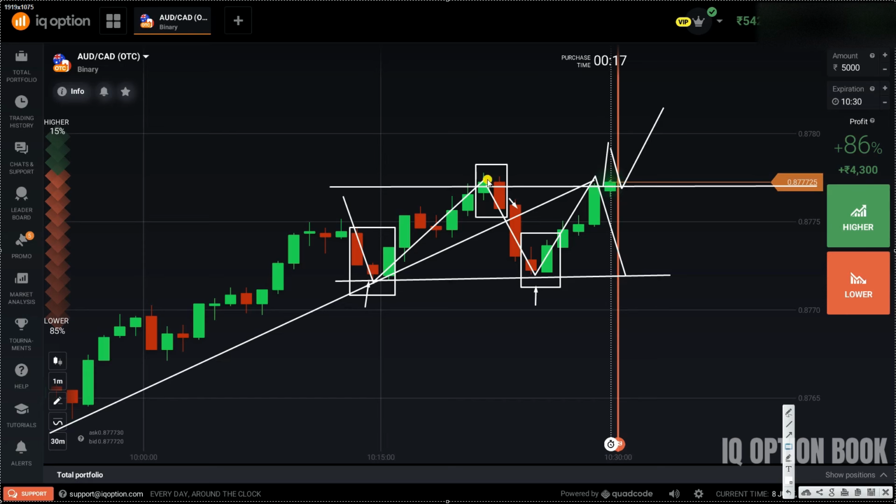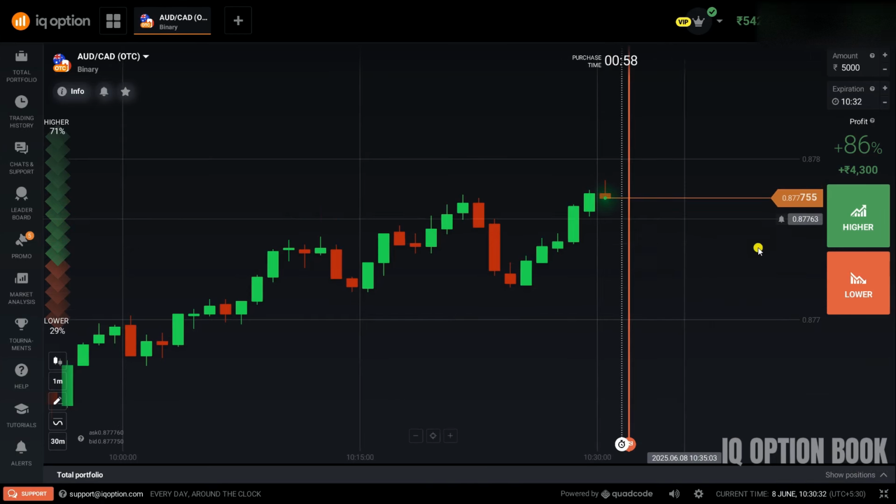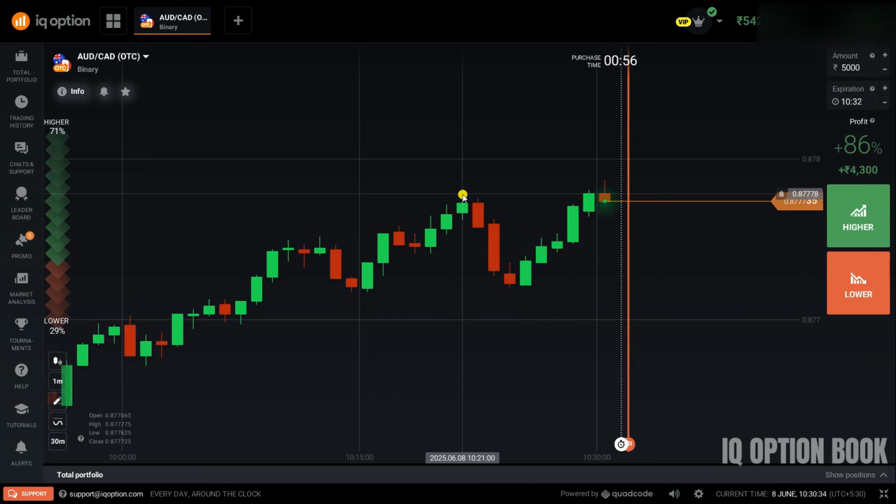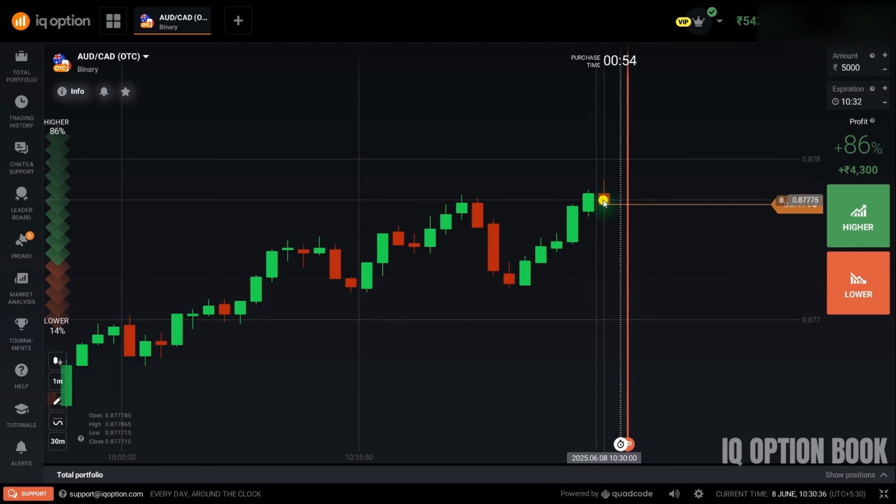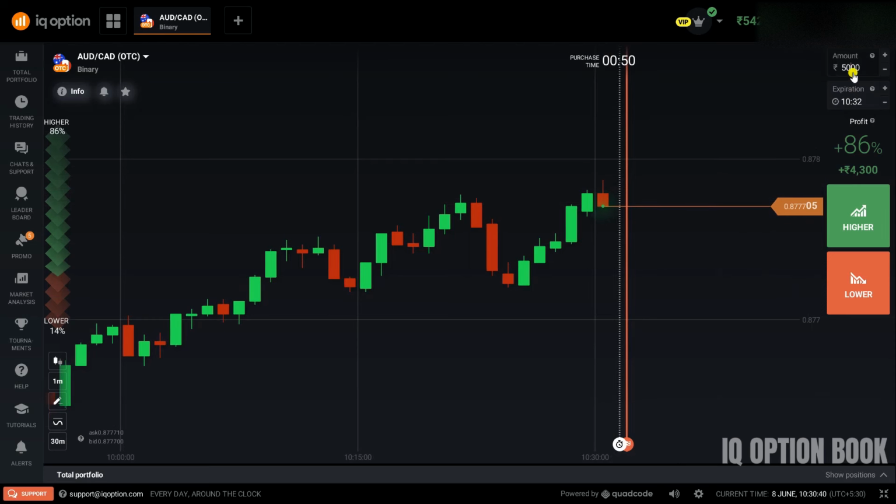Now it is advisable to go for the sellers at the top of the level if you want to take a seller trade. If you want to go for the buyers, it is better to wait for 3 to 5 minutes, after which we can go for the buyers. So let us see what's in the market. Yes, at the top of the level we can go for the sellers. So this candle could be a seller's candle.